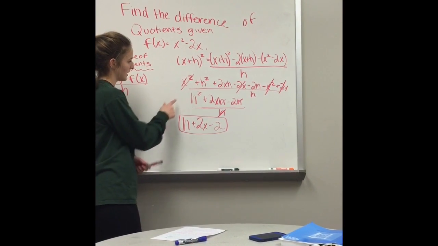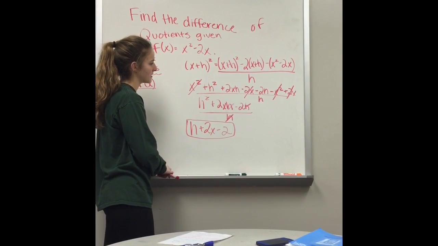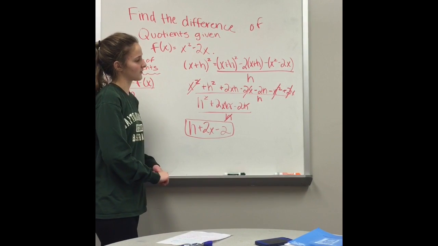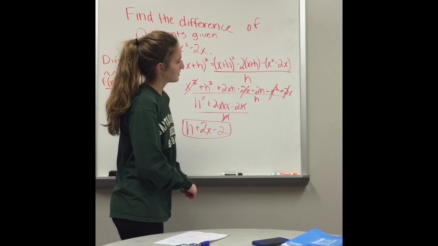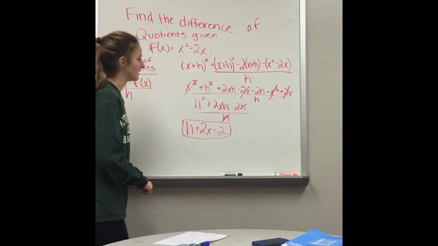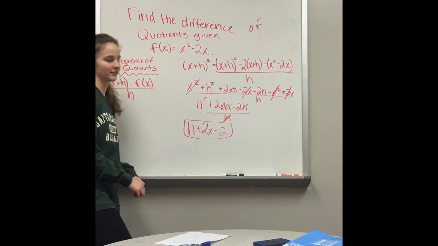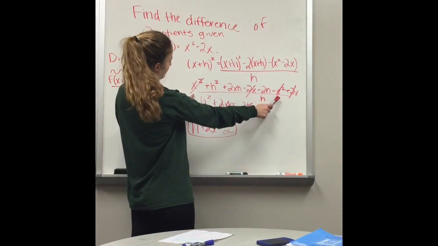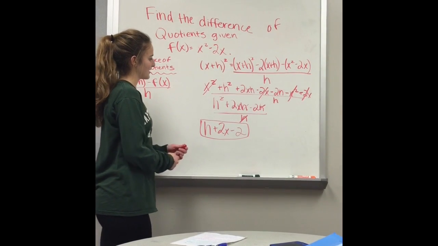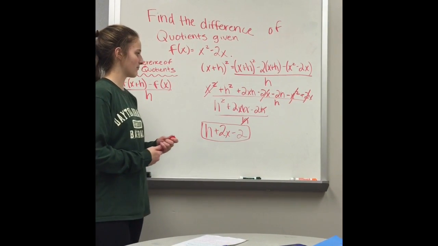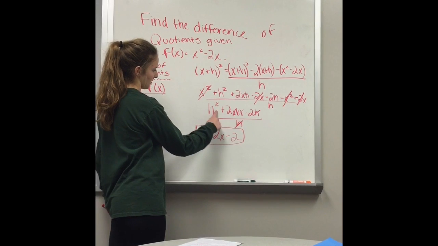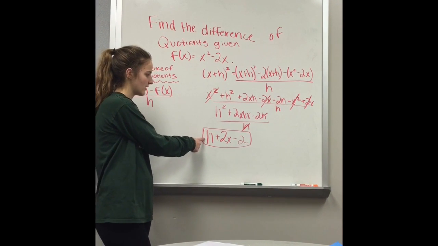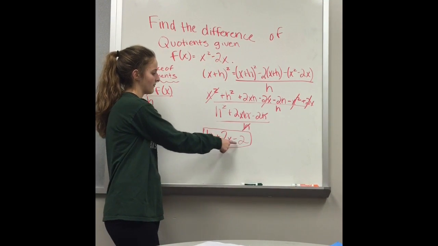And then you get (x squared plus h squared plus 2xh minus 2x minus 2h minus x squared plus 2x) over h. And then when you simplify that, these will cancel and these will cancel. Left with h squared plus 2xh minus 2h, and then this will cancel and give you an h, and then plus 2x minus 2.